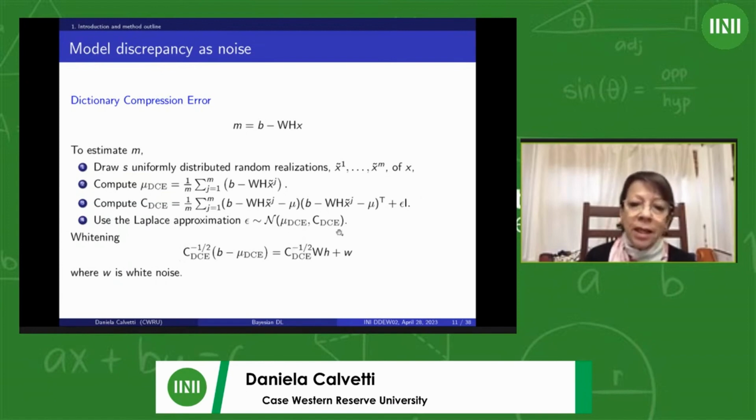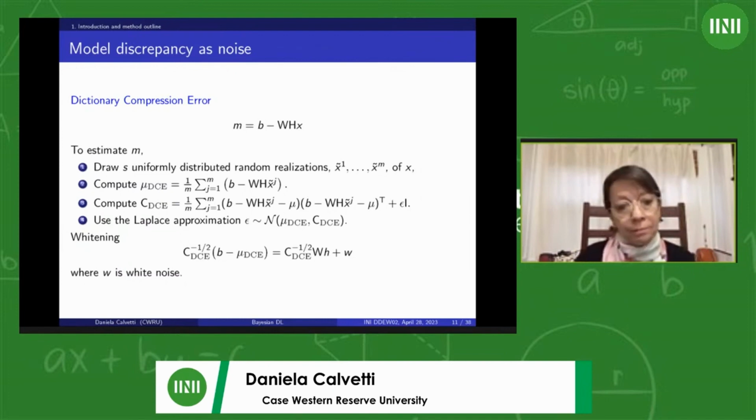So if we take the symmetric factor of the precision matrix for the dictionary compression error, and multiply both sides from the left by it, subtracting the mean from B, then we get a problem in which the dictionary has been modified. So we're modifying the rows here by multiplication by this factor of the precision. And what's important is that the noise has been whitened.